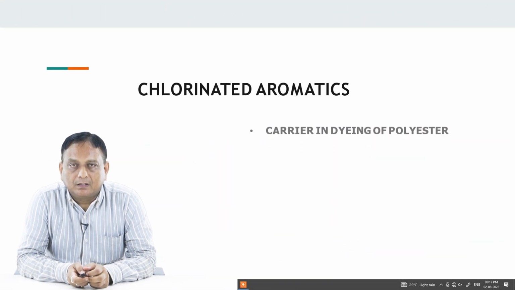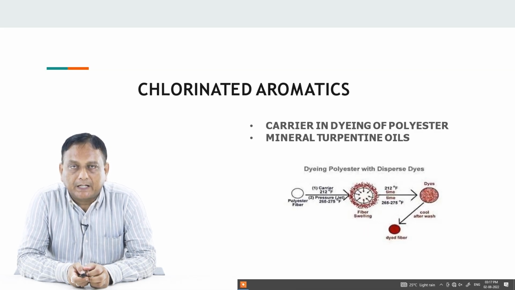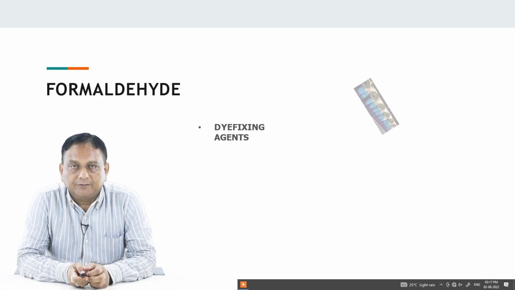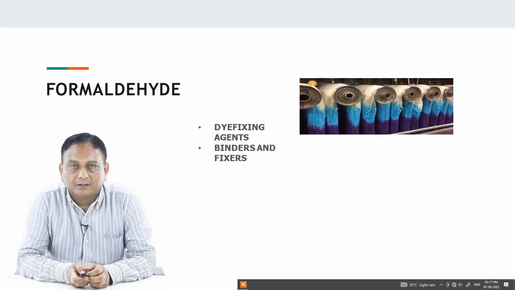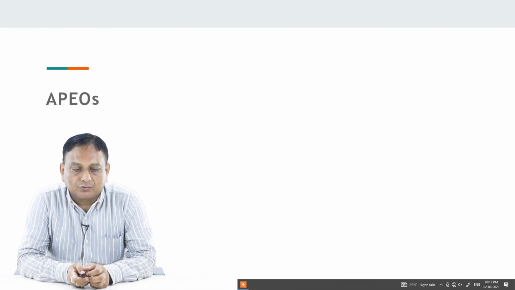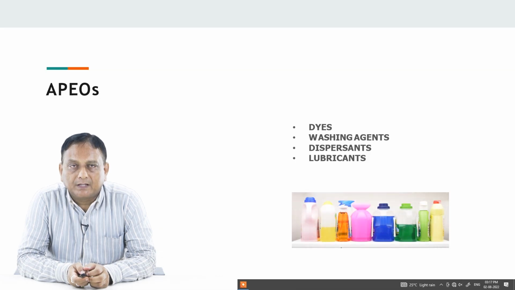Now, chlorinated aromatic compounds are there in carriers, in carrier dyeing of polyester, then mineral turpentine oils are used. So those chlorinated aromatics are potential sources. Formaldehyde is also one of them: it is used as a dye fixing agent, and binders and fixers are used in printing. So they are also potential sources of such substances. APEOs, of course, are available everywhere: in dyes, washing agents, dispersants, lubricants.